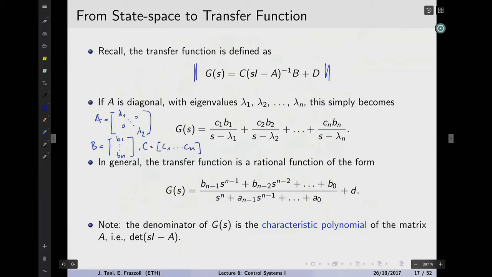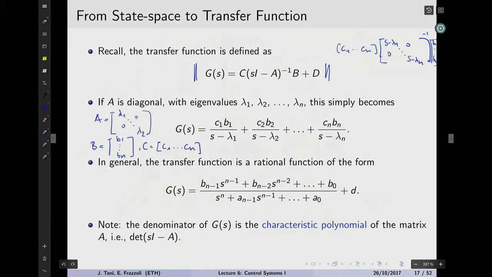Well, in this case, we can literally do the math here. This is c1 to cn. Now, what's sI minus A inverse? Well, it's s minus lambda 1 up to s minus lambda n, with a bunch of zeros, inverted. And then there's B. B here is b1 to bn.